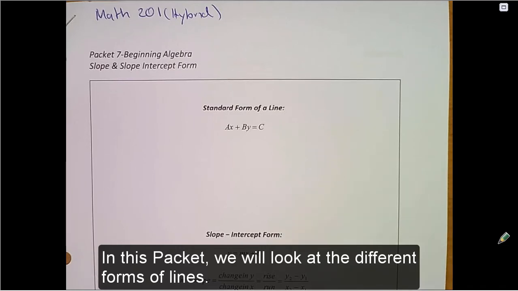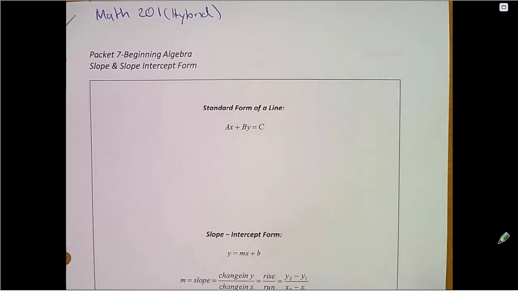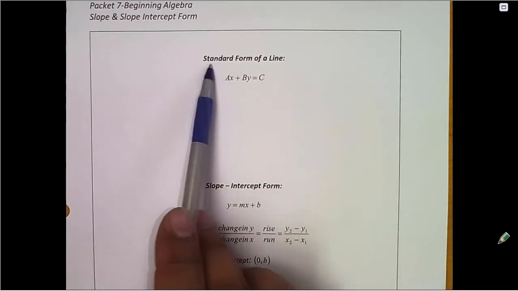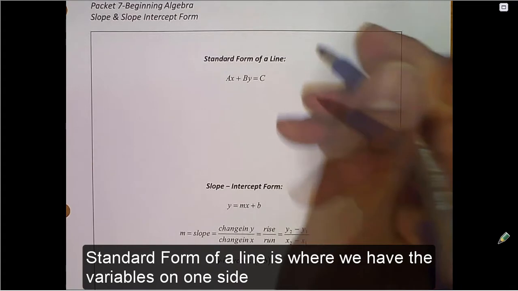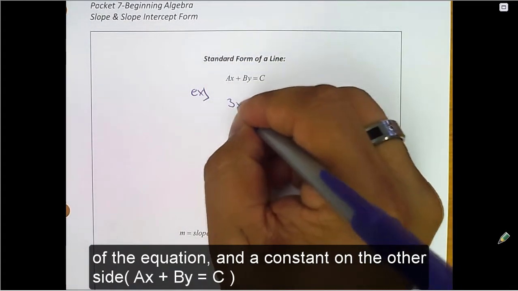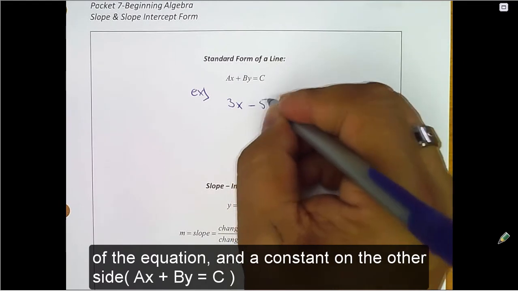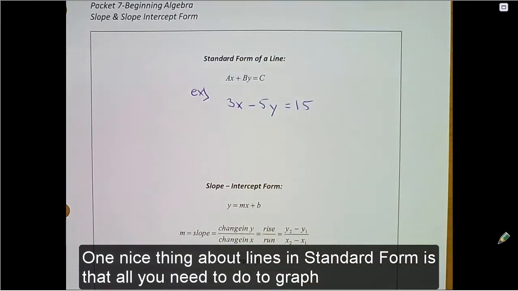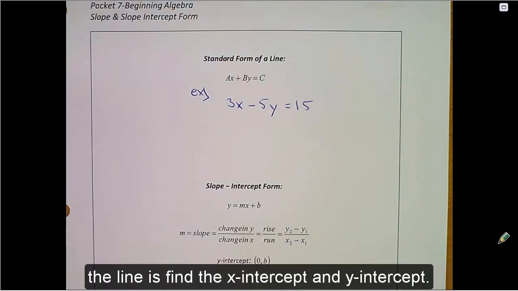In this packet, we will look at the different forms of lines. Standard form of a line is where we have the variables on one side of the equation and a constant on the other side. One nice thing about lines in standard form is that all you need to graph the line is the x-intercept and y-intercept.